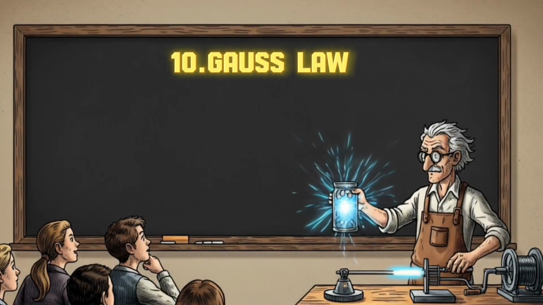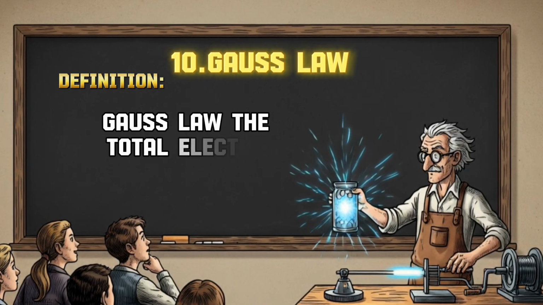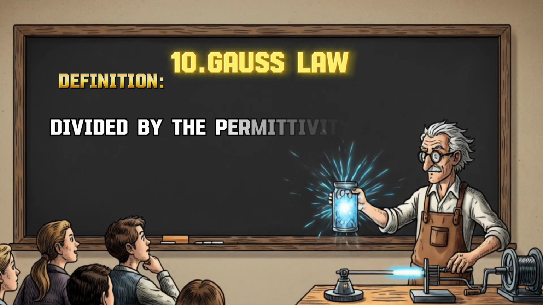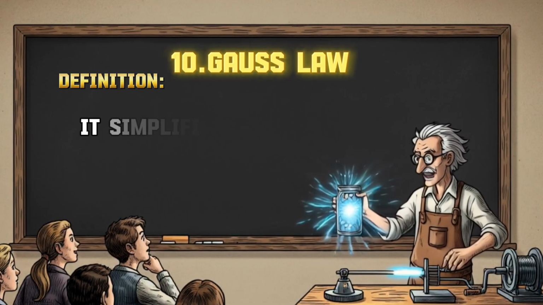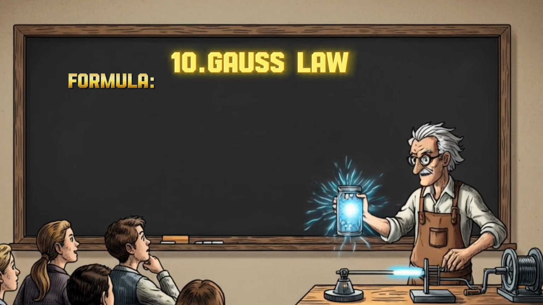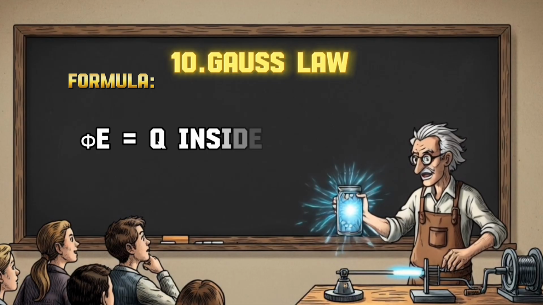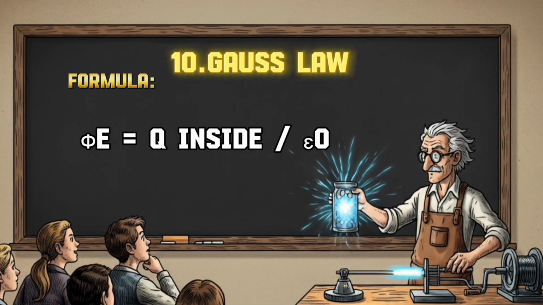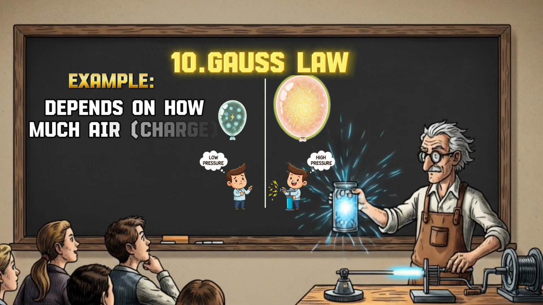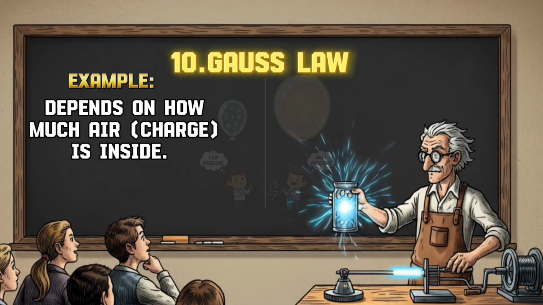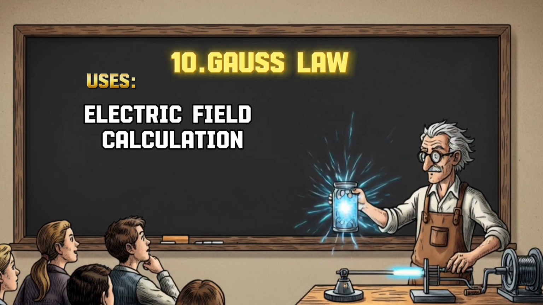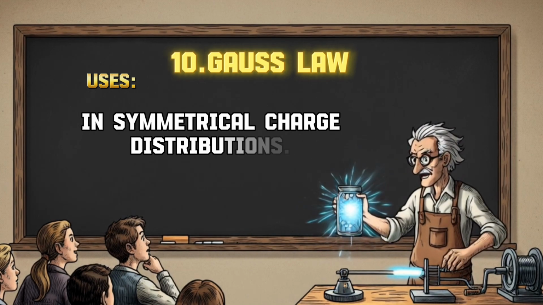Gauss's law. Definition. The total electric flux through a closed surface is equal to the charge enclosed divided by the permittivity of free space. It simplifies complex charge calculations. Formula. Phi E equals Q inside over epsilon 0. Example. Like air pressure in a balloon depends on how much air, charge, is inside. Uses. Used in capacitor design, electric field calculation in symmetrical charge distributions.